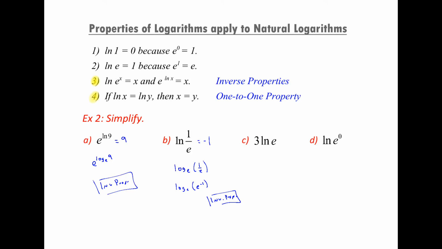On 2c, 3 natural log of e. So 3, once again, just to get familiar, log base e of e, and that's to the first, so those cancel. And it's 3 times 1, which is equal to 3. And then on d, same idea, natural log of e raised to the 0, or log base e of e to the 0, cancels out and just gives you 0.